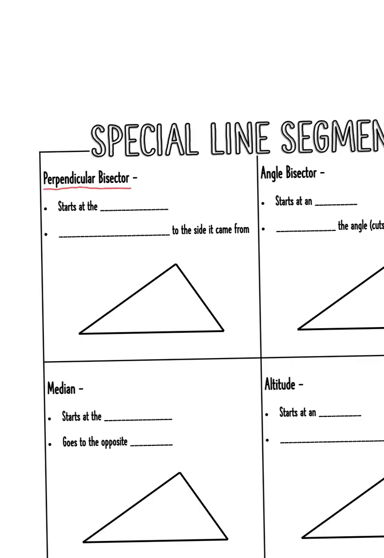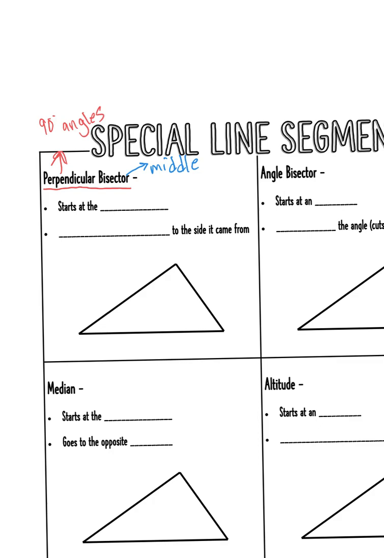Now, this is 2 words, so there's 2 things here. Perpendicular, we're talking about 90-degree angles. You should be thinking 90-degree angles when you see the word perpendicular. And for bisector, you should be thinking middle or cut in half. Remember that word? Middle or cut in half.